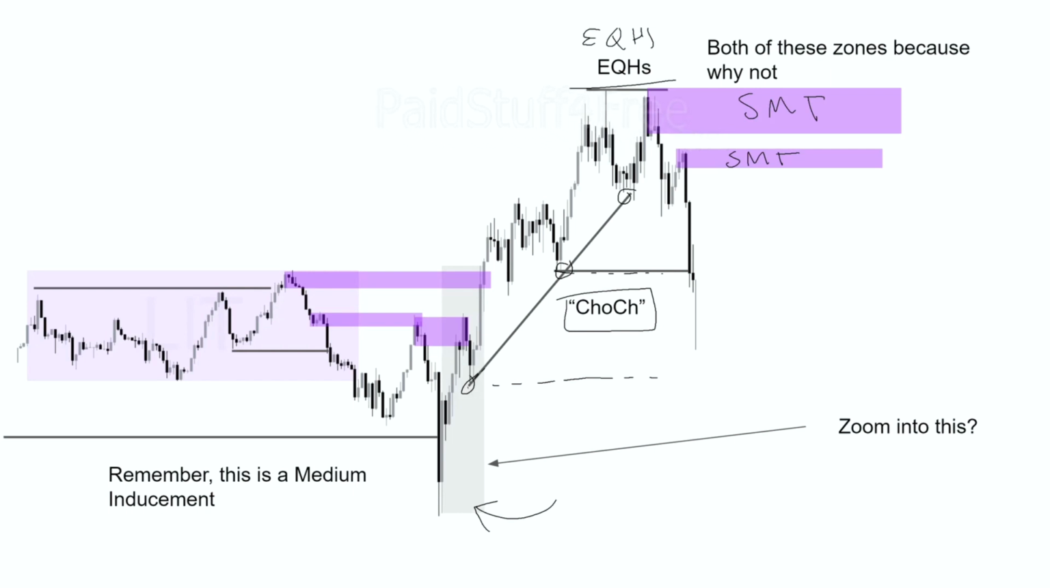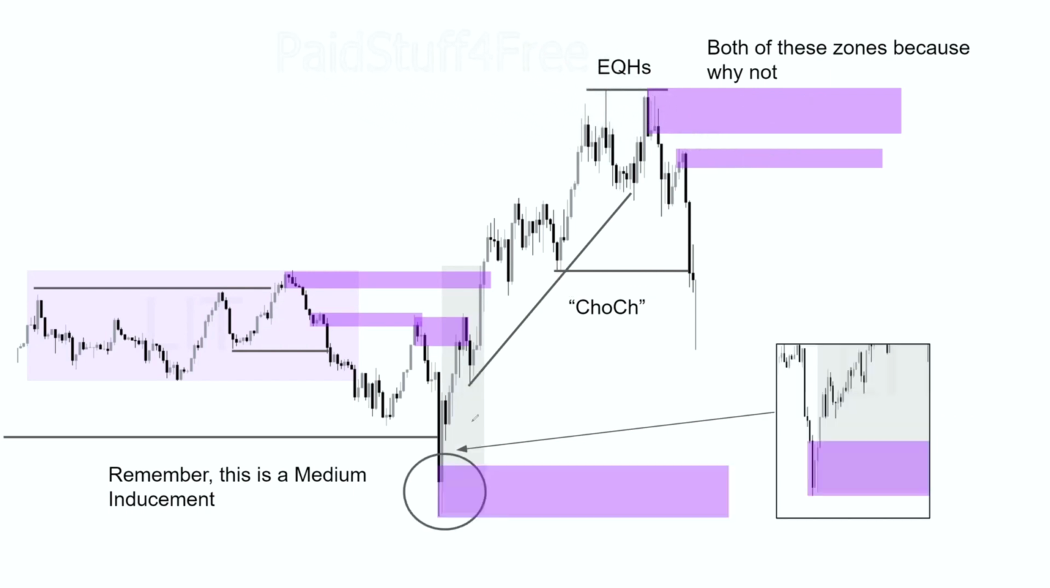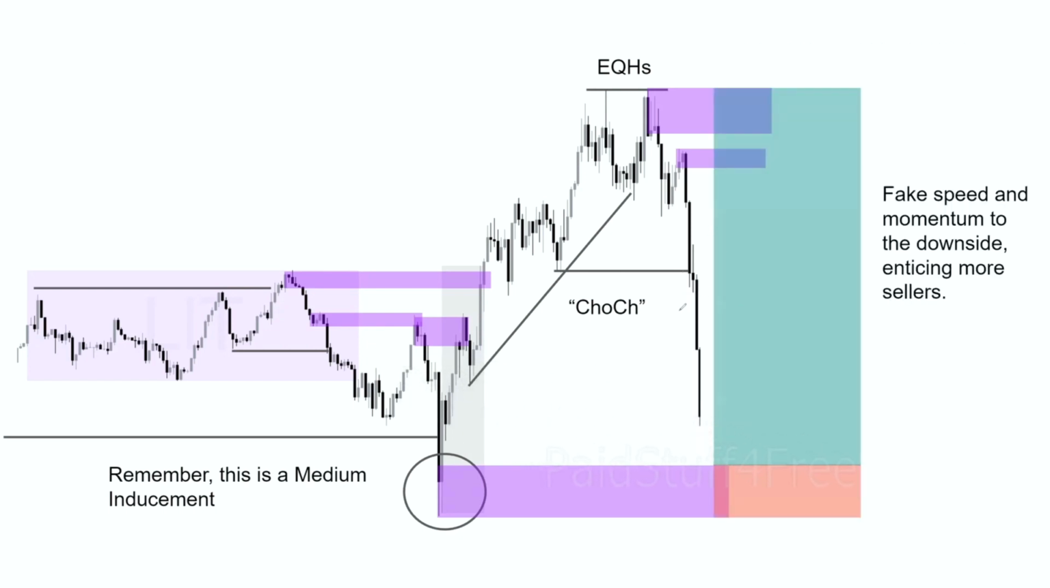Okay, next one. So when we zoom into this, as this is our original inducement, the very significant one, if you remember with all those equal lows, we refine this zone down and we get this on the M1. Okay, so now we're coming down with inducing smart money through the false breaker structure, or CHoCH, or whatever you want to call it, change of character.